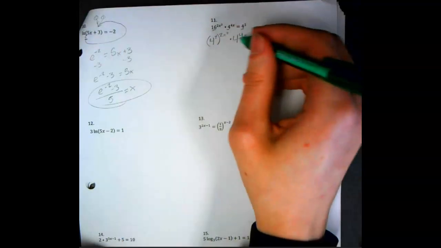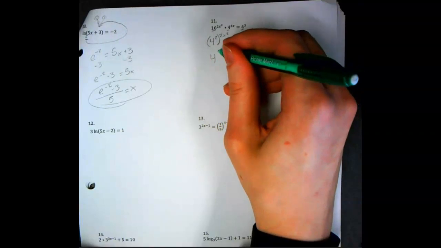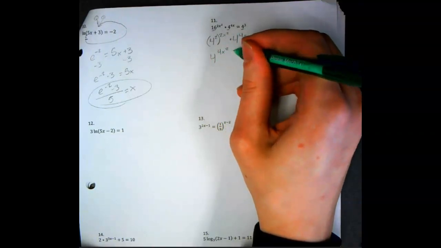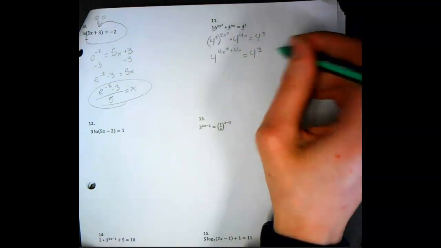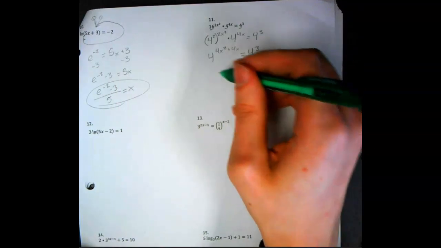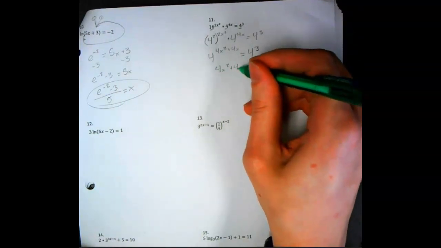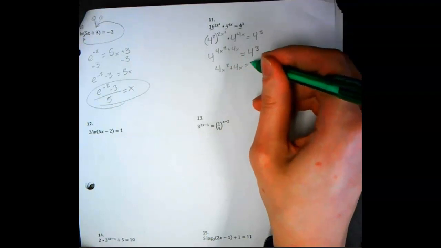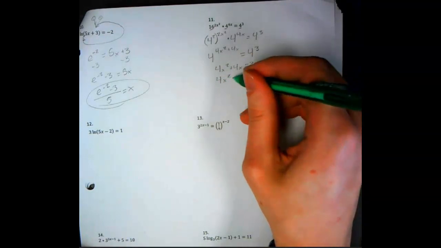We'll add our exponents together for these, so we'll have 4 to the 4x squared plus 4x equals 4 to the third. Now, because we have the same base on both sides, we can just set the exponents equal to each other. We'll bring that 3 over, so we can set it all equal to 0.